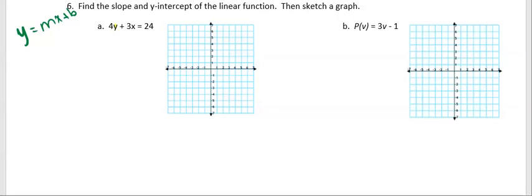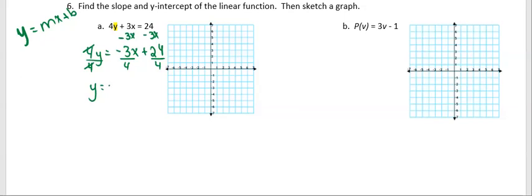If we want to solve for y right here, that means we need to move everything else away. So let's begin by subtracting 3x. That will leave us with 4y equals negative 3x plus 24. We need y by itself, so we need to divide by 4. We need to divide everything by 4. So divide the negative 3x by 4 and divide the 24 by 4. 4 divided by 4, that gives us 1. So that leaves us with y.